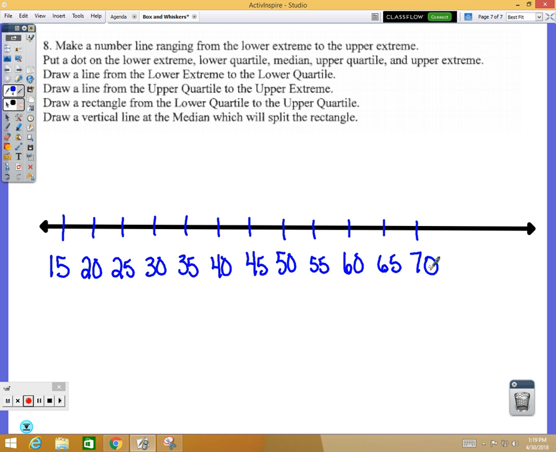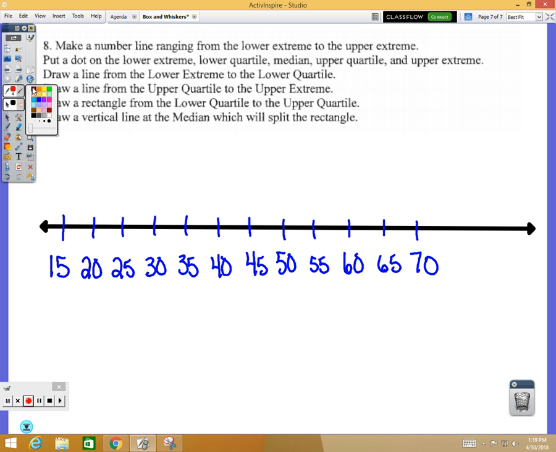A lot of times, when I've taught this in previous years, it seems like making the number line was the hardest part for people. But you need to know how to do it. You aren't always just going to be given a number line that's numbered already correctly for you. Okay, so now we're going to put our 5 points on our number line.